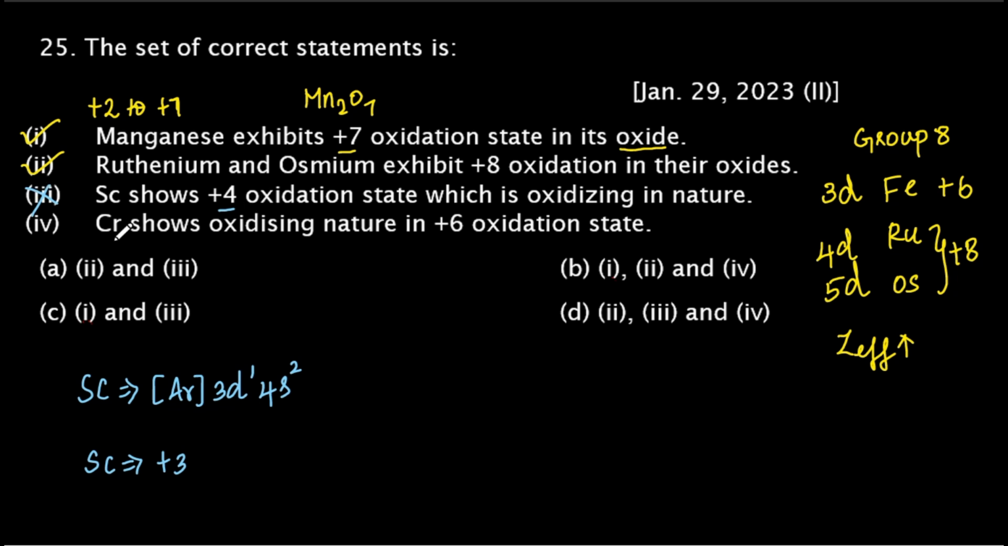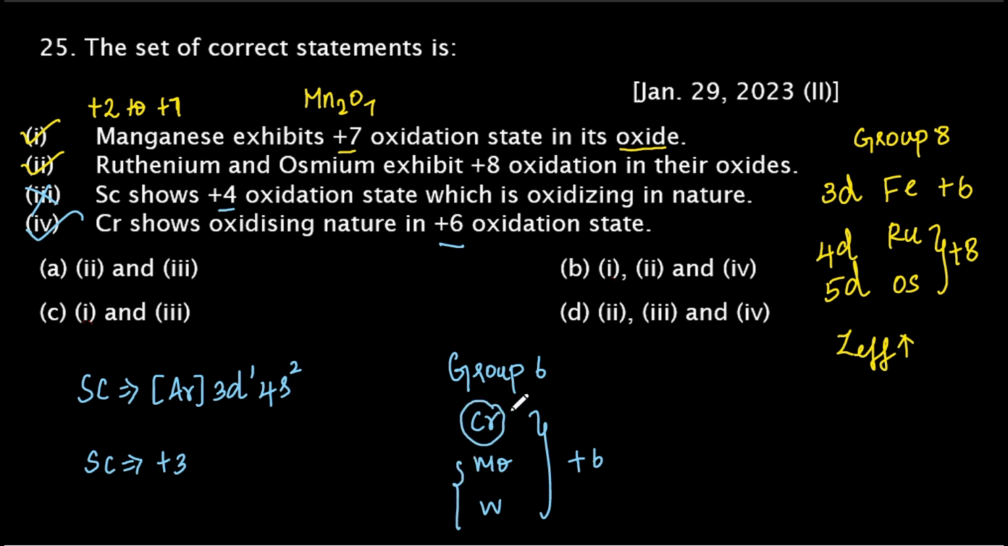Going to the fourth statement, chromium shows oxidizing nature in the +6 oxidation state. This statement is true. It belongs to group 6. The group 6 elements are chromium, molybdenum, tungsten. All these elements exhibit the +6 oxidation state, but +6 is stable only in the case of molybdenum and tungsten. For chromium, the +6 oxidation state is unstable.